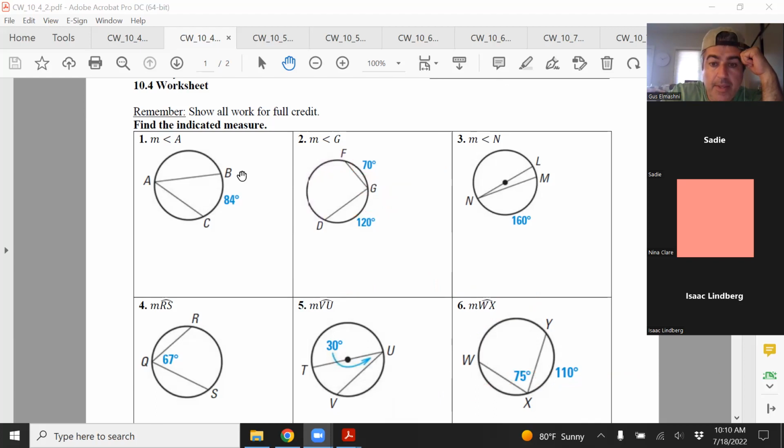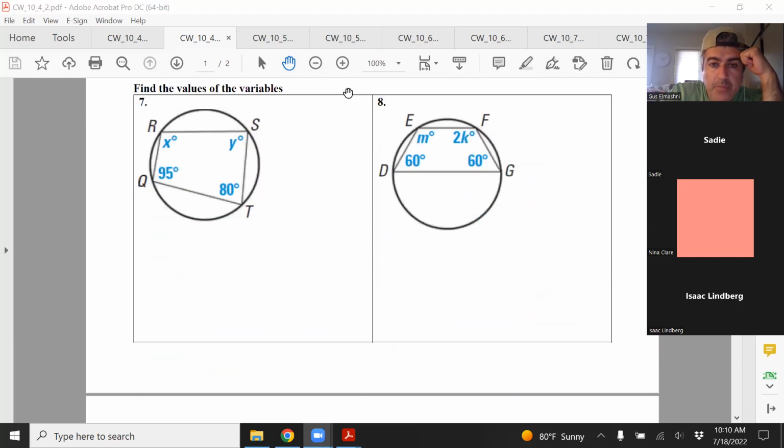So we take a little break. Number 8. Opposite angles are the same. Sorry, they're not the same. They add to 180. So they're going to be supplementary. So that's 120.